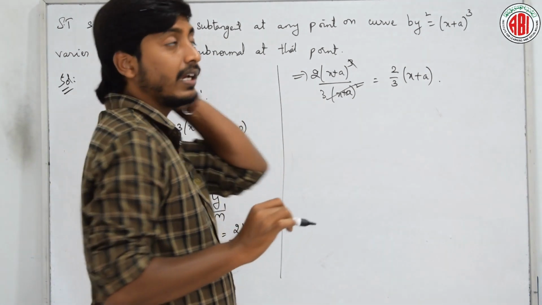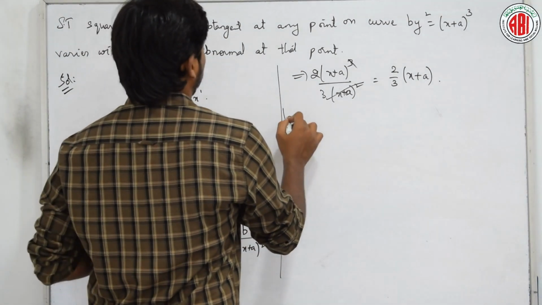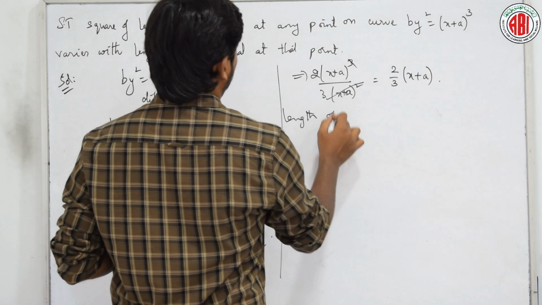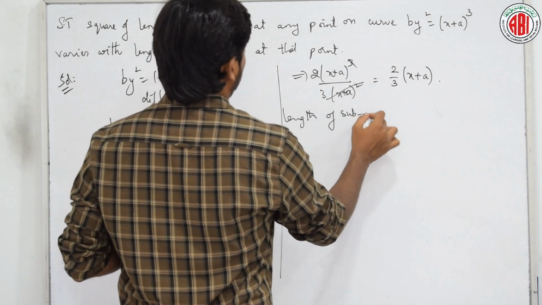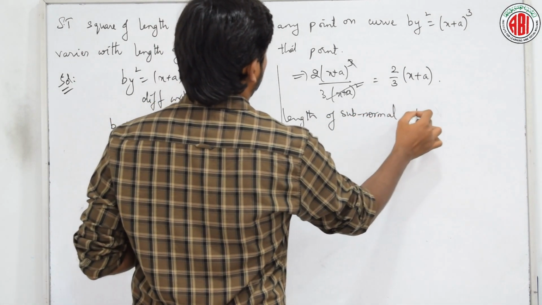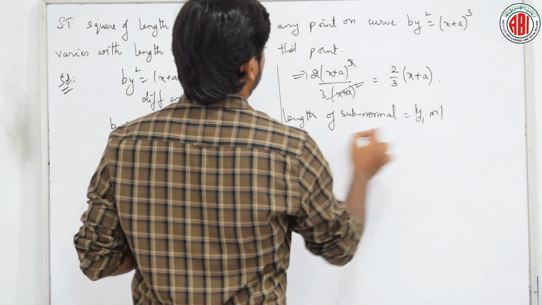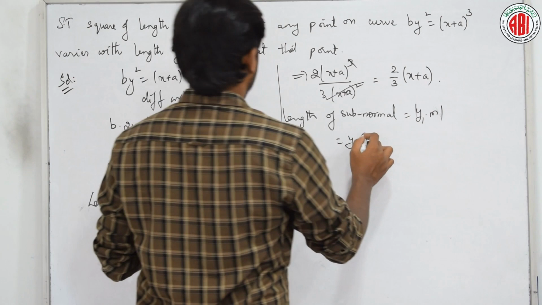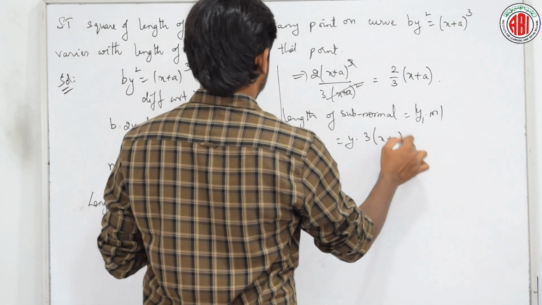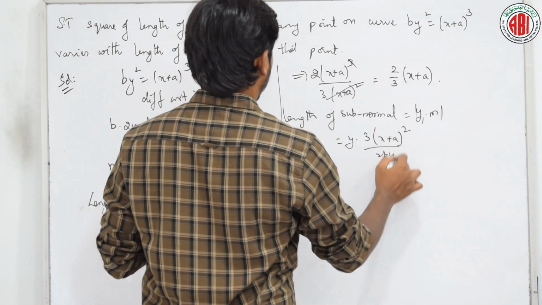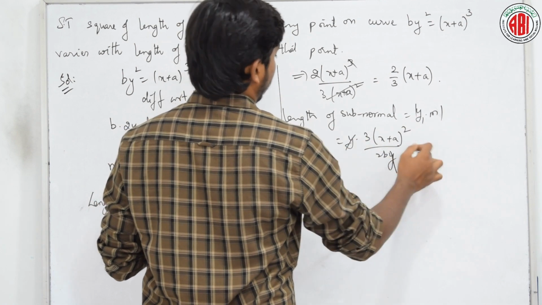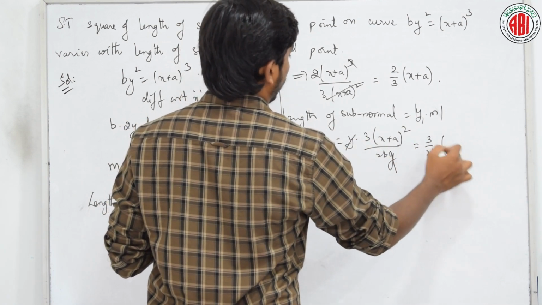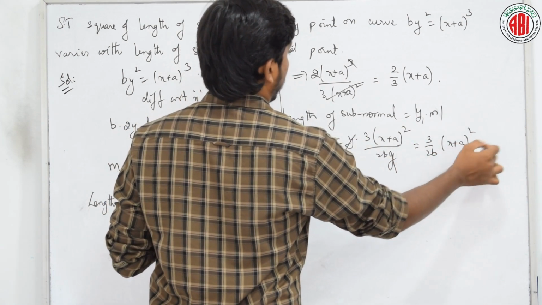Next we have to find the length of subnormal. Length of subnormal is equal to y1 into m. Okay. y into what is m again? 3 into x plus a whole square divided by 2by. Again y will get cancelled. I will get it as 3 by 2b into x plus a whole square.